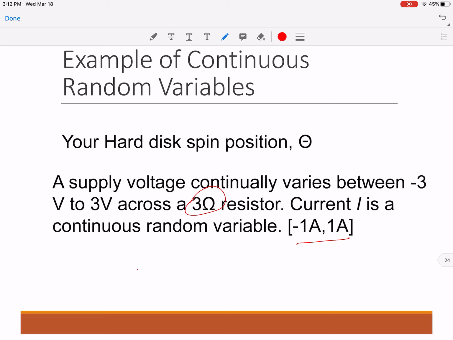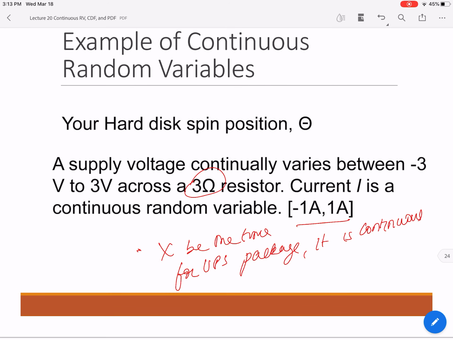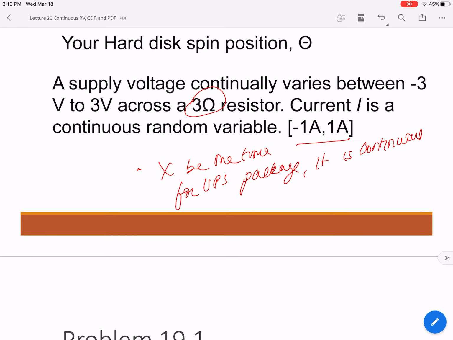As I'm making this video at this point, I'm waiting on my package from UPS to arrive. Now, the time that I have to wait, X, be the time for the UPS package. It is continuous, because the probability that the package is going to arrive at this very instant is actually 0. So these are some of the examples of continuous random variables.